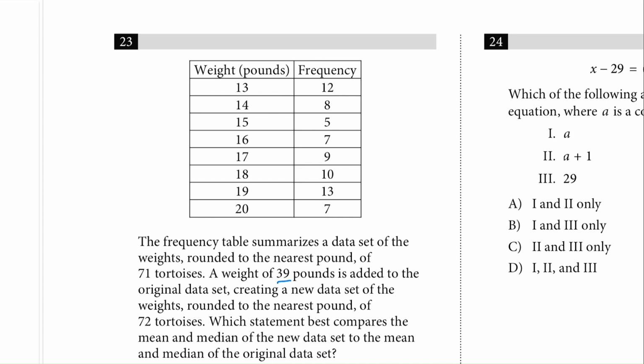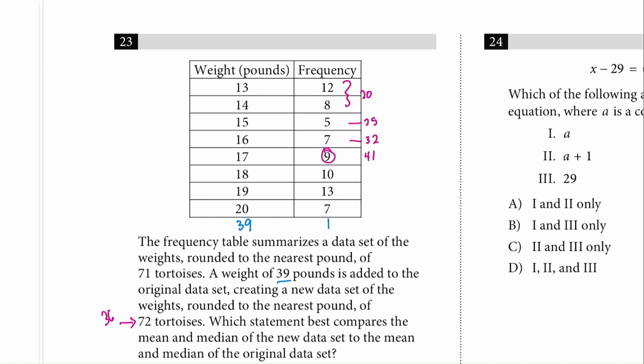So if we add in a 39-pound tortoise, this is going to be a 1 here. Let's go ahead and count these. So 12 plus 8 is 20. 20 plus 5 is 25. This would be the 32nd number in line. 32 plus 9 is going to be 41. And we are looking for the 36th number in line, which is going to be 9.